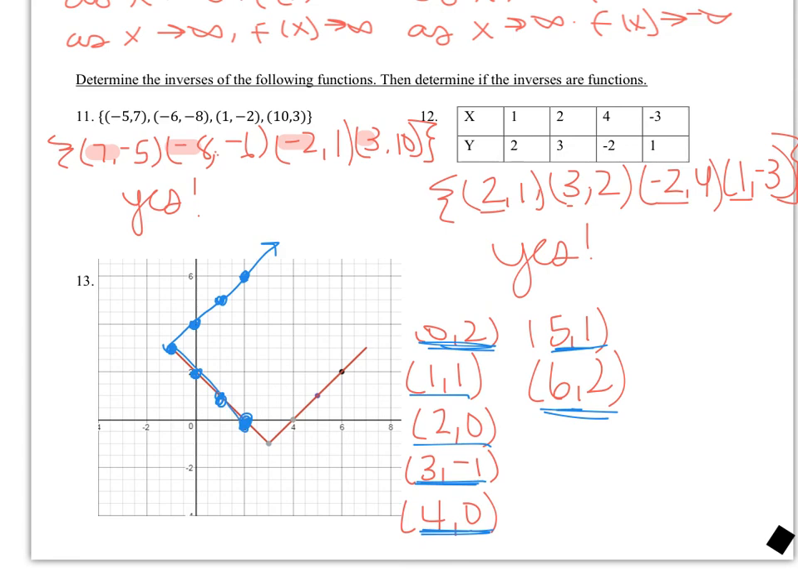And if I connect my blue dots, I get my inverse function. Look at my blue graph. Is my blue graph a function? No. It fails the vertical line test.